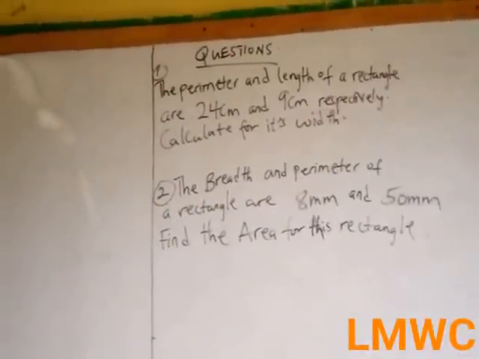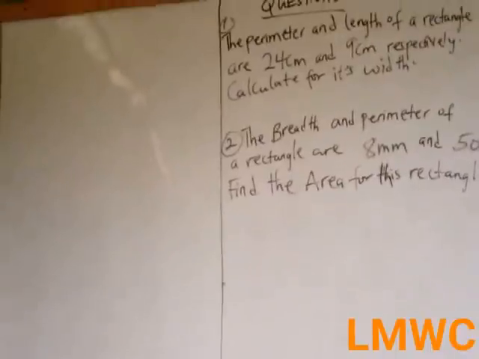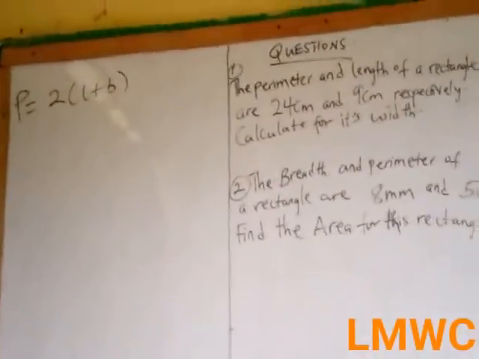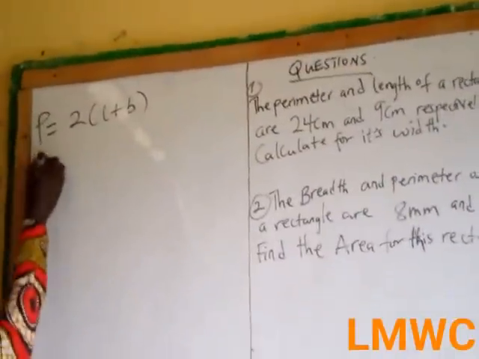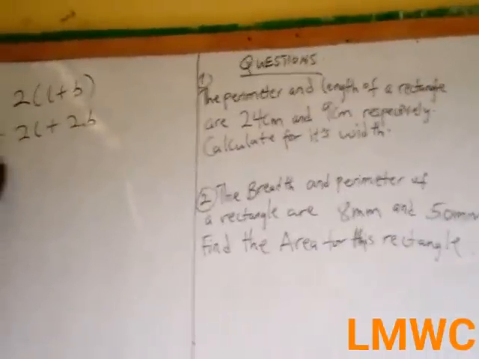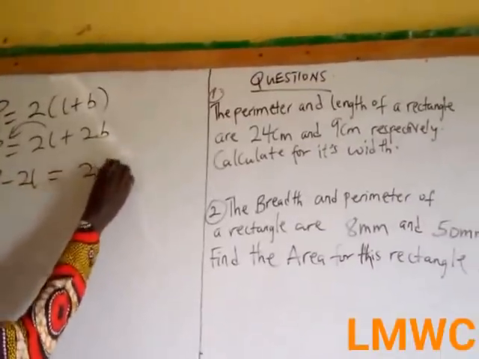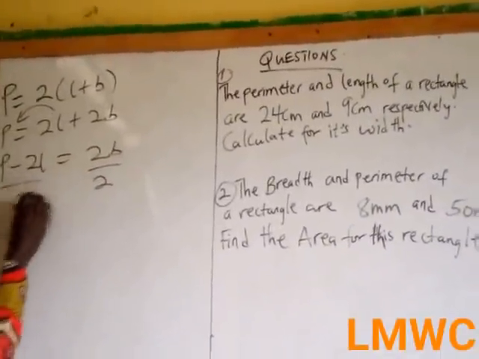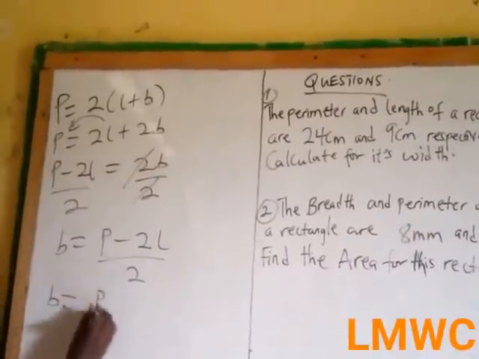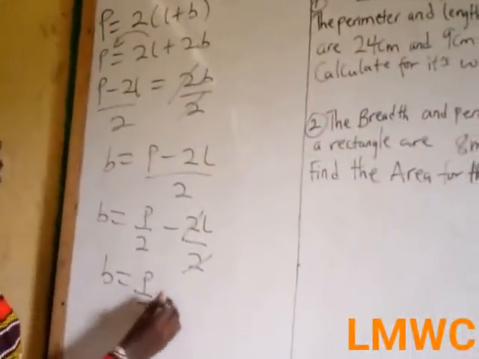So there are instances they will give you the perimeter and length and ask you to find the width. And also they can give you perimeter and width and ask you to find the length. We know the perimeter of a rectangle as 2 times (L plus B). So we now want to find the breadth when given the length and perimeter. P is equal to 2L plus 2B. You expand it. So it becomes P minus 2L equal to 2B, moving this to the left hand side because we want to make B the subject. So we divide by the coefficient of B, which is 2. So B is equal to (P minus 2L) over 2, which is the same as P over 2 minus 2L over 2. This cancels this. B is equal to P over 2 minus L.